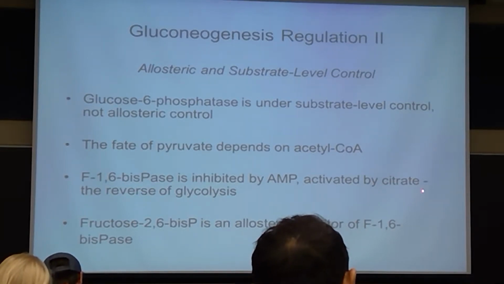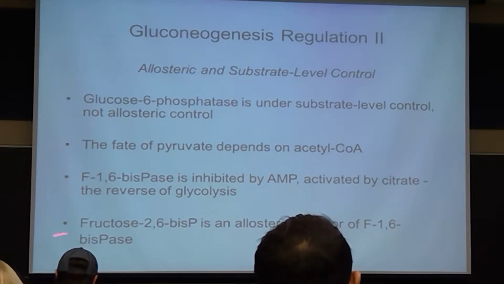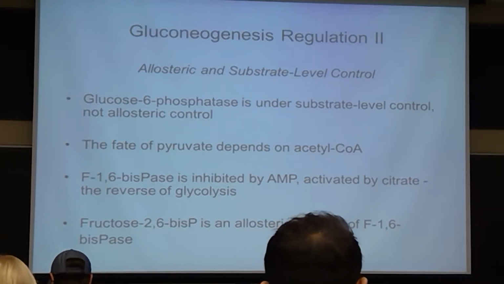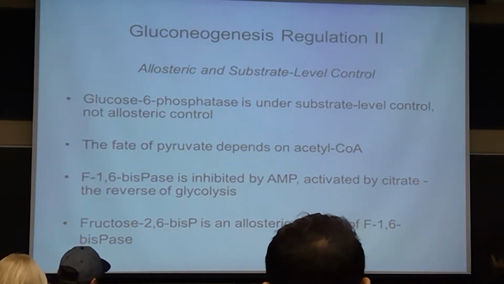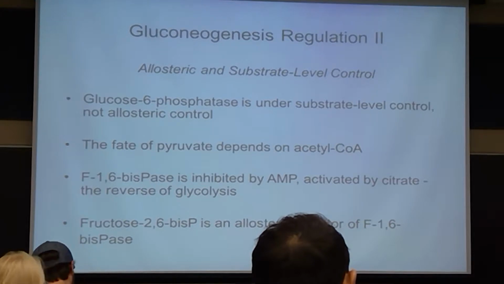Activated by citrate, reverse of glycolysis. So these are common sense. Fructose 2,6-bisphosphate is an allosteric inhibitor of this phosphatase again. Correct? Both acetyl-CoA, pyruvate carboxylase and the phosphatase are major regulatory points, and all the regulators are basically metabolites in the cell. This is called feedback loop.